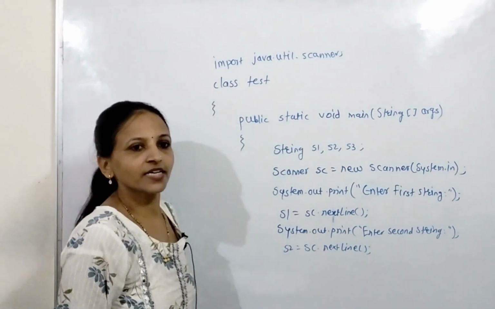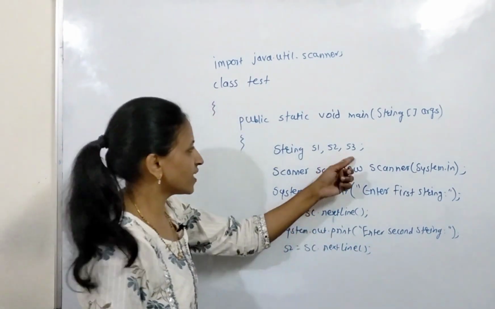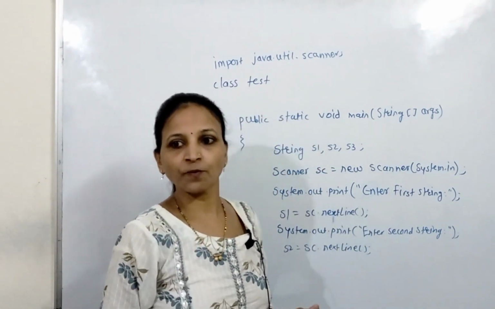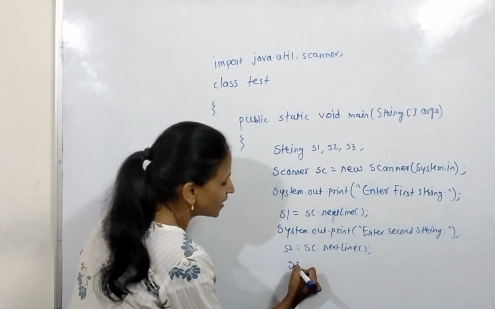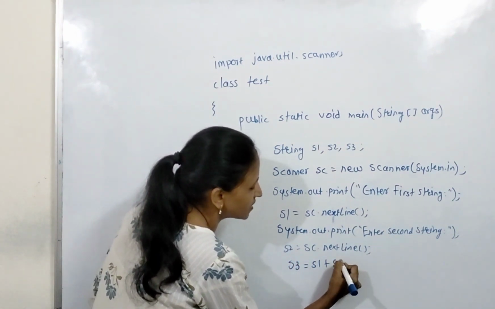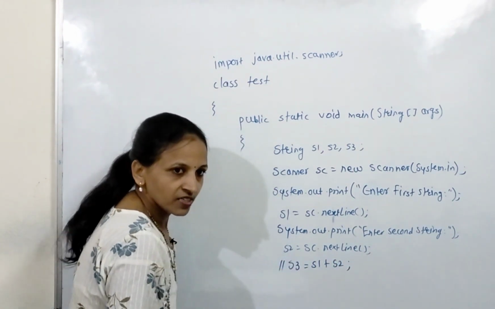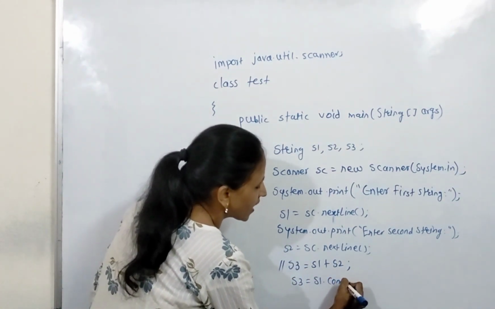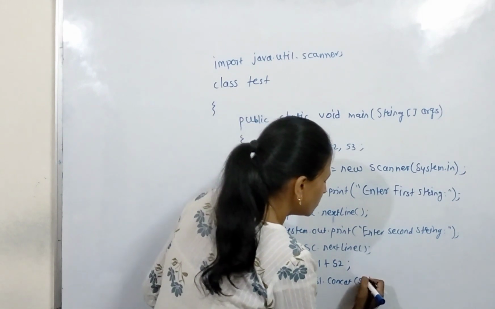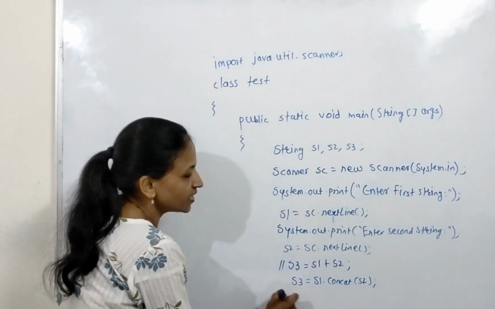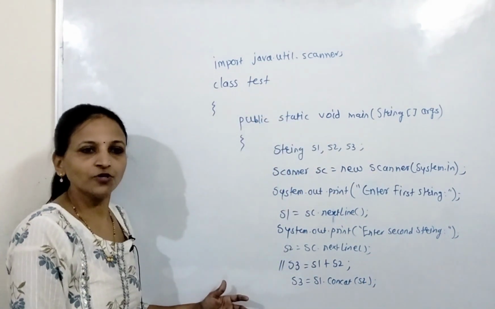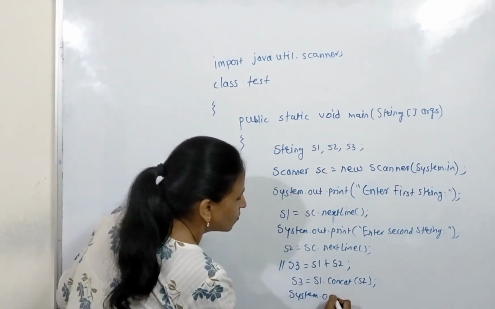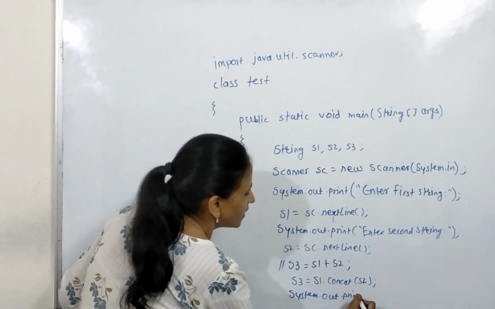Then we have to concatenate those two strings and store the result in S3. How to do it? You can use the concat function, or you can use the plus operator. Simple: S3 equal to S1 plus S2, or S3 equal to S1 dot concat S2. Now the result will be in S3, and we have to just display it onto the output screen. How simple, using System.out.println.